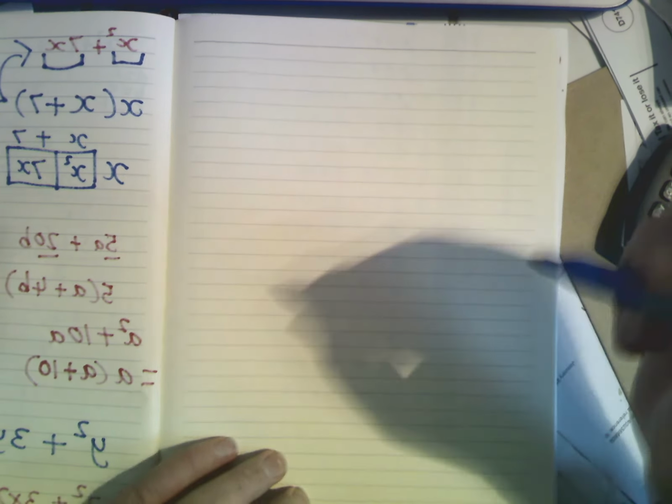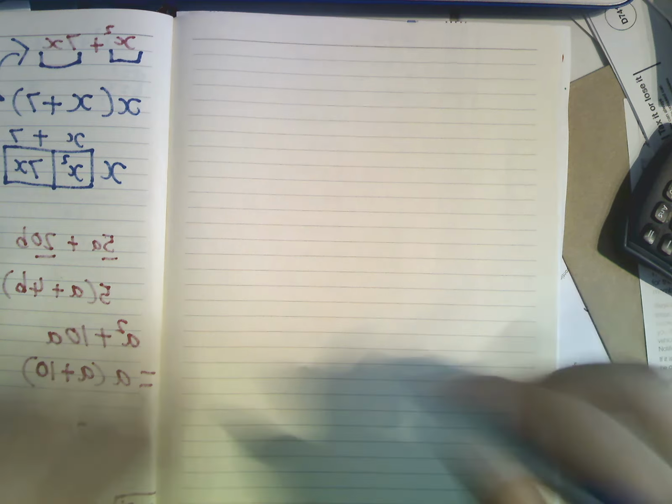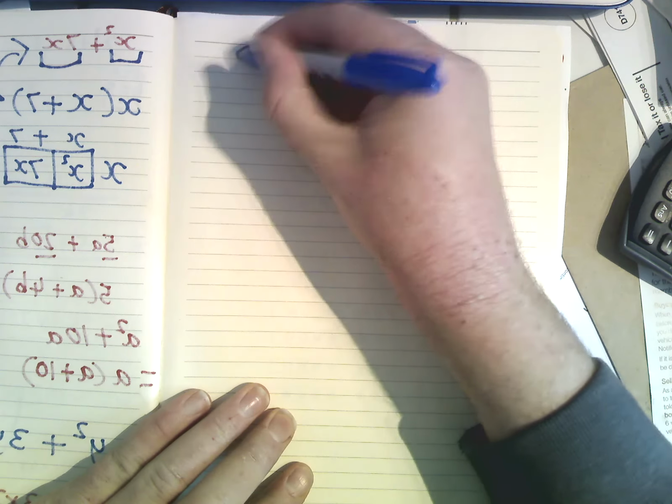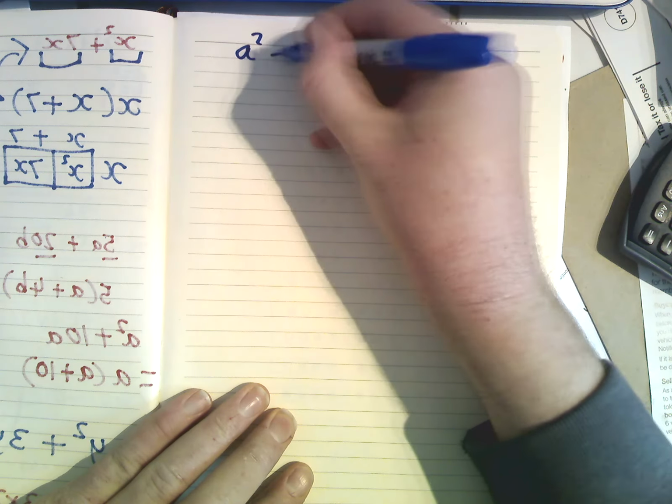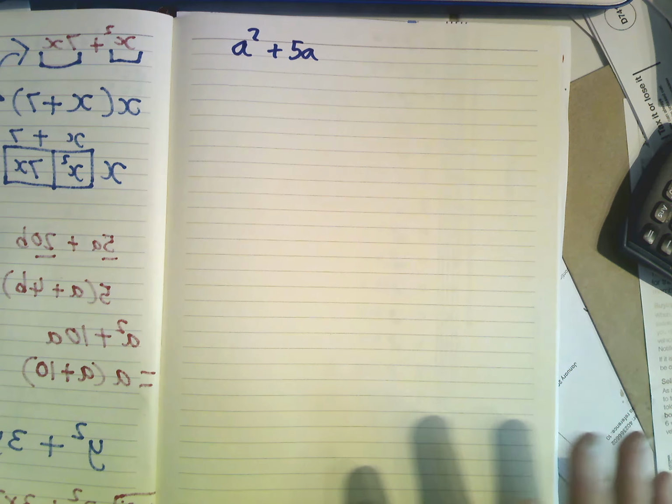Okay, so I want to talk about the harder kind of factorizing questions that you might see on the worksheet. And these are the questions that look something like this. You've got a squared plus 5a, and you're told to factorize it.